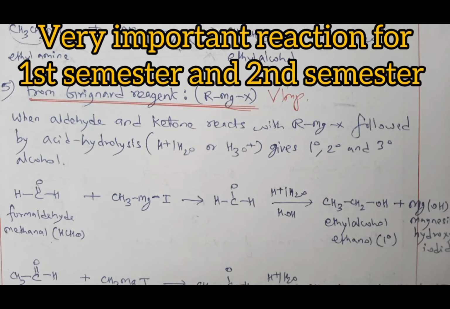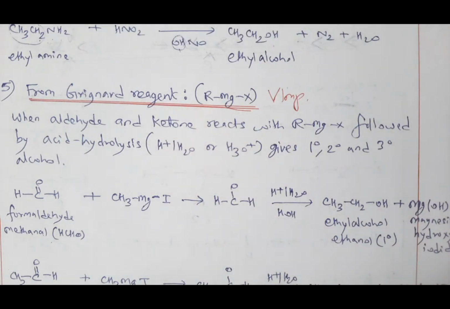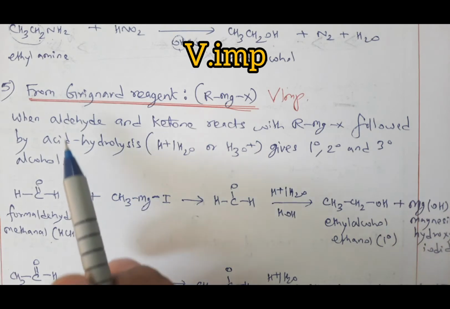Now we go to number 5, that is from Grignard reagent. And this reaction is also very important. This reaction to prepare alcohol from Grignard reagent is also very important. So let us see how to prepare alcohol from Grignard reagent.